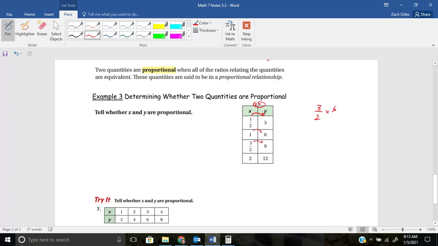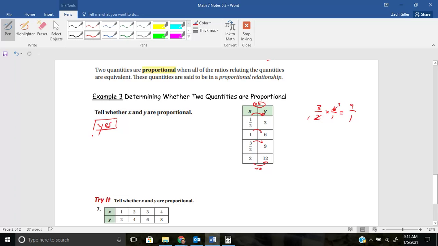3/2 times 6 over 1. Simplify, divide by 2 would be 1 and 3. Multiply across would be 9 over 1. Yeah, it does. And does 2 times 6 give me 12? Absolutely it does. You can see that here, to go from X to Y, I multiply by 6 on each one of these ratios. So tell whether they're proportional. Yes, they definitely are.